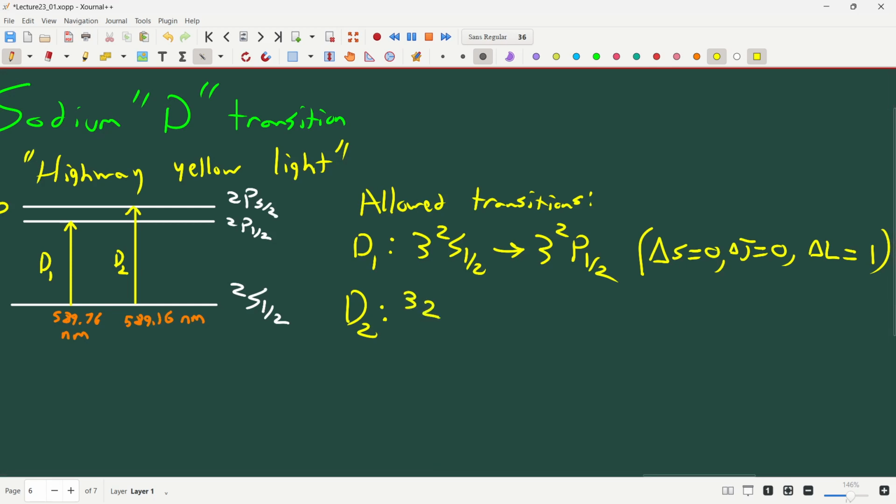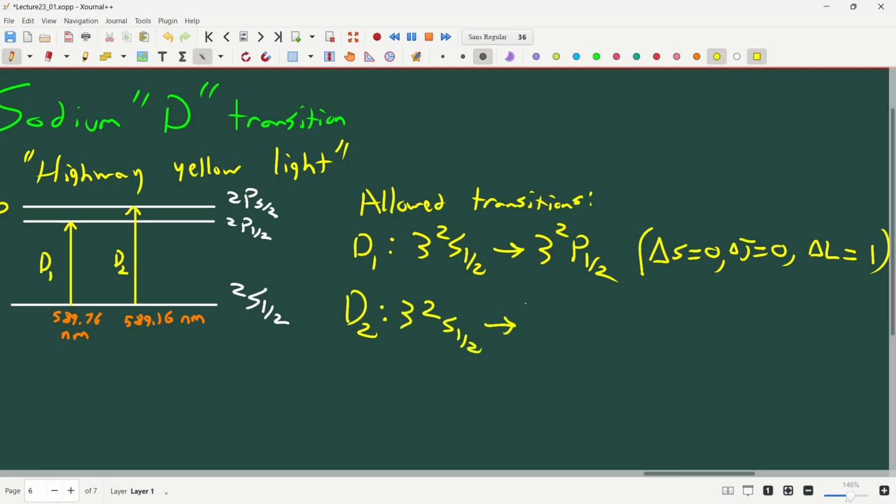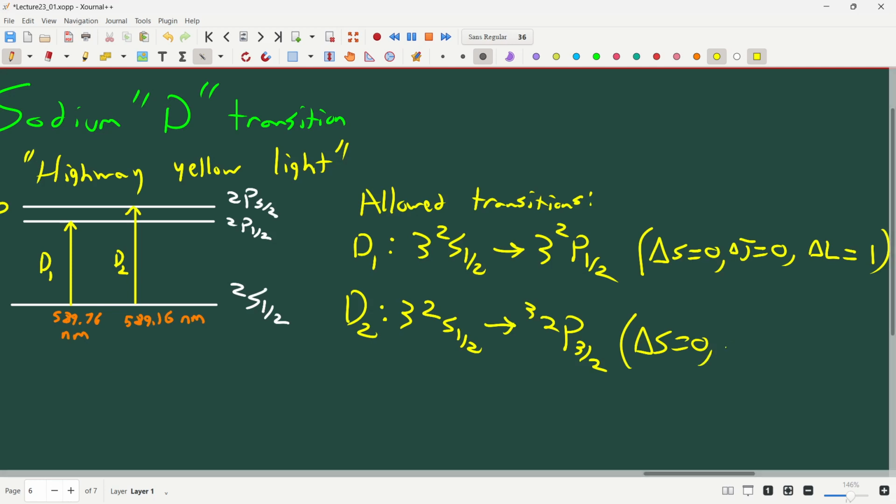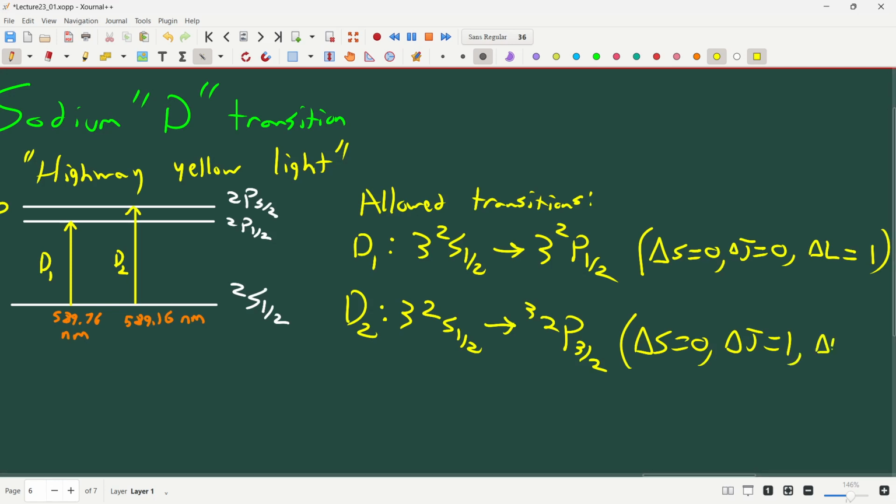And the D2 line is the 3S state to the 3P3/2 state, which of course is delta S equals 0, but delta J is equal to 1 here. Yeah, delta J is equal to 1, and delta L is equal to 1.